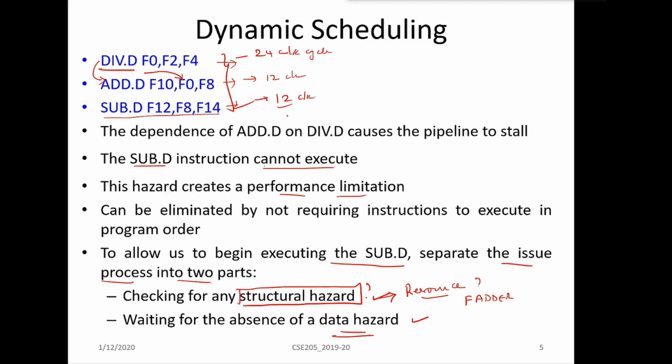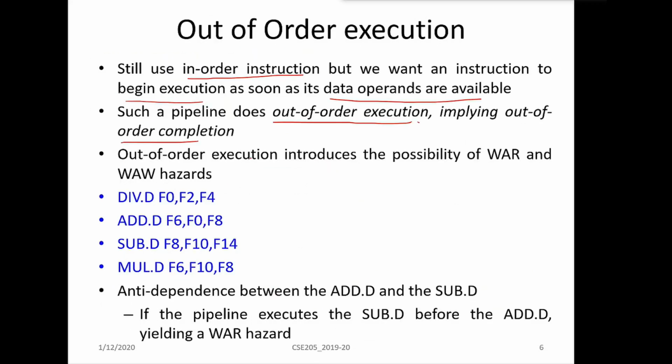You understood? Though we have issued the instruction in order, it is leading to out-of-order execution, because this one will execute only after 24 cycles, but at the 12th cycle, this will complete. So that's why when you do this, it may lead to out-of-order execution, thereby implying out-of-order completion. Clear? So we can go for in-order issue, but it may result in out-of-order execution or completion. So what will be the problem when you go for out-of-order execution?